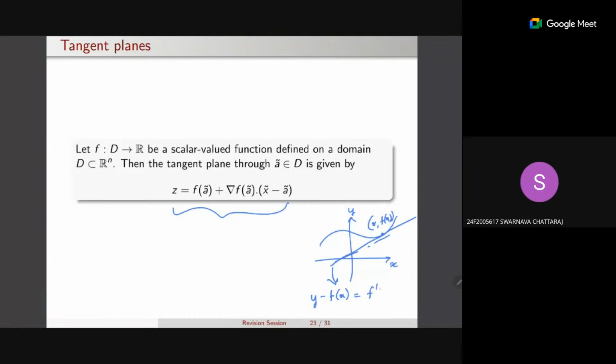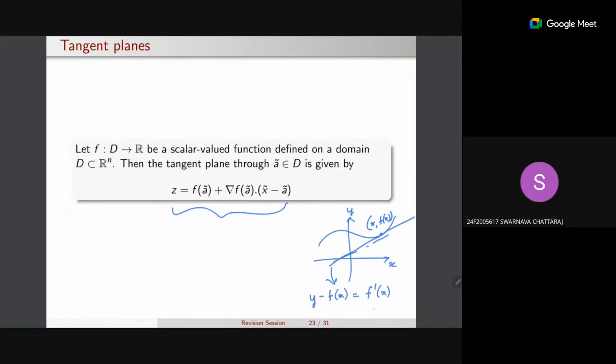Yes, m is the slope, and the slope is given by the derivative. So f prime x times x minus, well, let's call this x naught. So this is the point x naught, f of x naught, right? So you can write this as y is equal to f of x naught plus f prime x times x minus x naught.